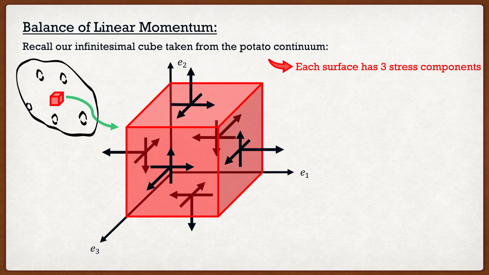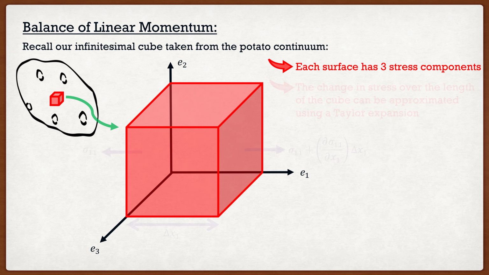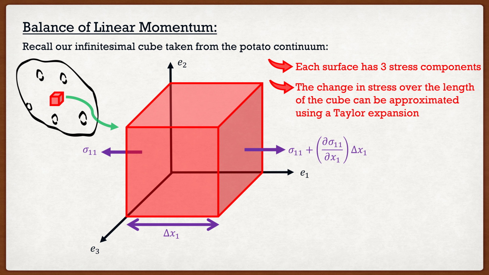Now, the stress components, and we didn't talk about this last time, actually change over the face of the cube, and it makes sense. If I were to look at one point in a body, it's going to have some stresses, but if I were to look at a point, let's say at a distance away from the other point, the stresses are going to change. So what we do is we model this through a simplified Taylor series expansion, where we say on one side of the cube we have the stresses, say sigma 1,1, and the other side of the cube we have sigma 1,1 plus the change in sigma 1,1 over the length of that cube.